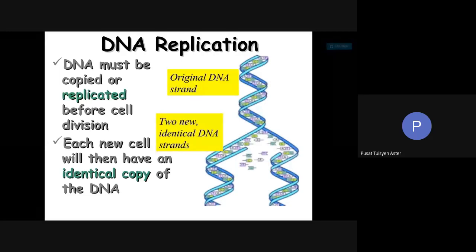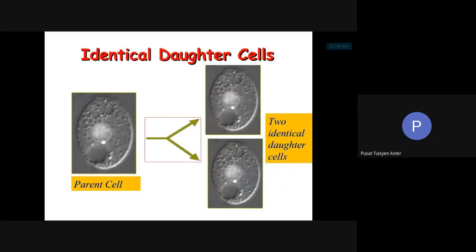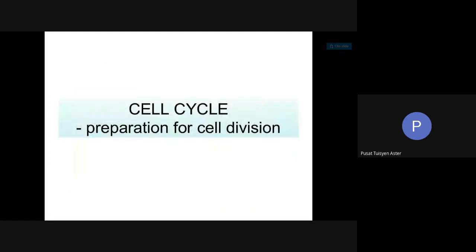So step one in cell division is DNA replication. Okay, parent cell, two identical daughter cells. Contohnya ni adalah sel kulit, dia punya daughter cell pun sel kulit juga, right? Now, let's go to the cell cycle. Ni I mentioned tadi. Ini cell cycle.